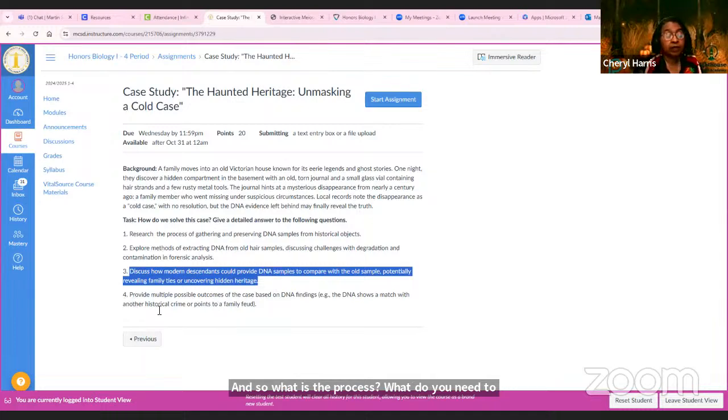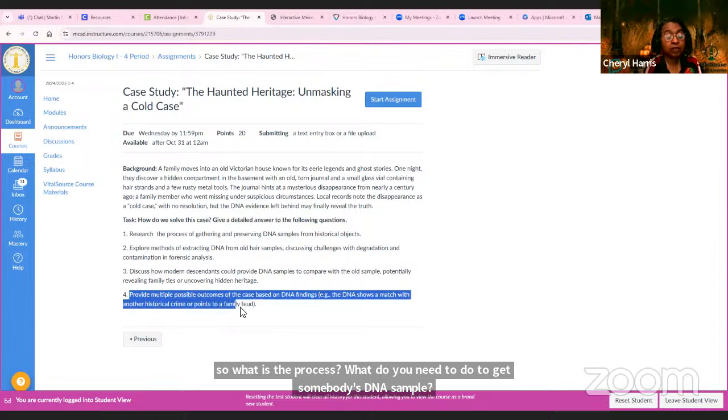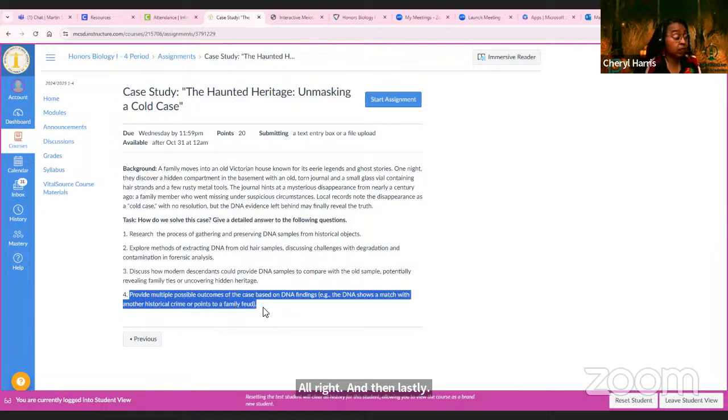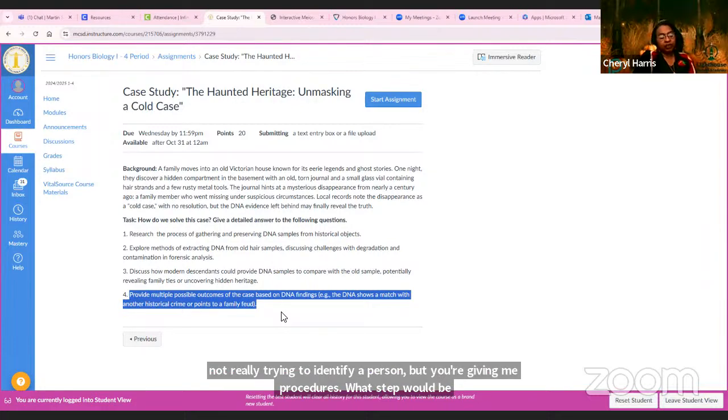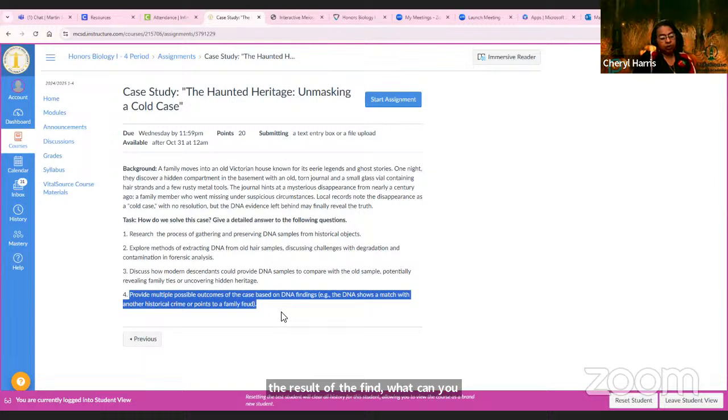All right. And then lastly, you're going to come up with a conclusion. Now that you've matched it with people and you've figured out how to, now you're not really trying to identify a person, but you're giving me procedures. What step would be the result of the finding? What can you do with the findings that you come up with as far as this cold case is concerned?